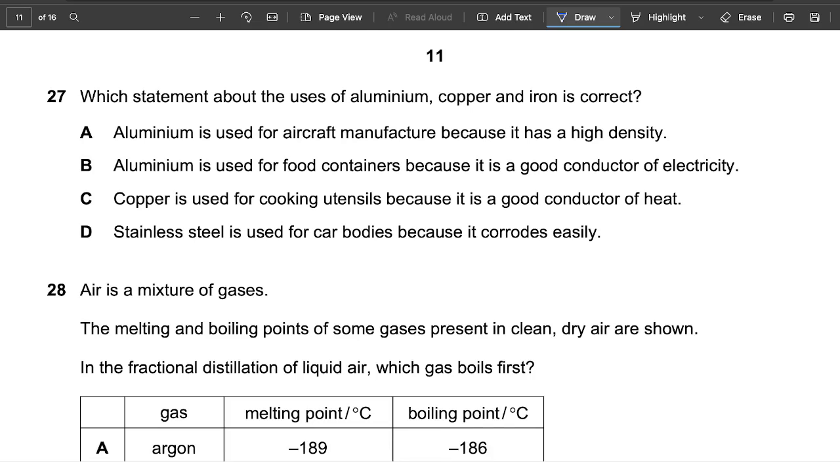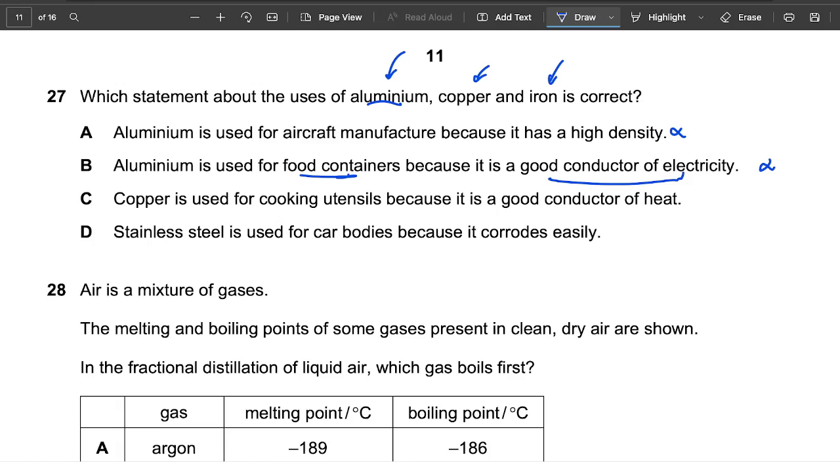Which statement about the uses of aluminium is correct? Usually for IGCSE, aluminium is used for aircraft bodies, so you need to know that. Copper for wires, iron for car bodies or something like that. Aluminium is used for aircraft manufacture because of its high density. Is it because of the high density? No, it's because of the low density. We need the material to be low density. Aluminium is used for food containers because it's a good conductor of electricity. No, it is a good food container, but not because of electrical conductivity. It is because it resists corrosion, and it's used mainly for food containers.